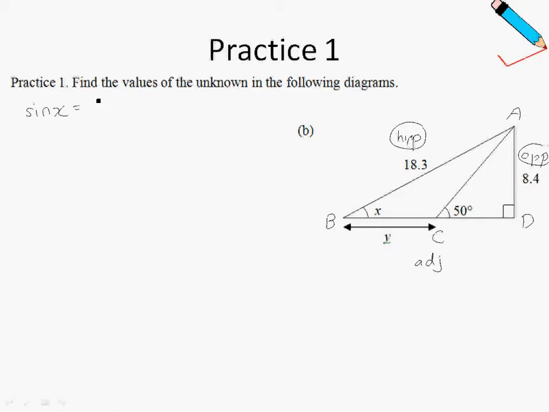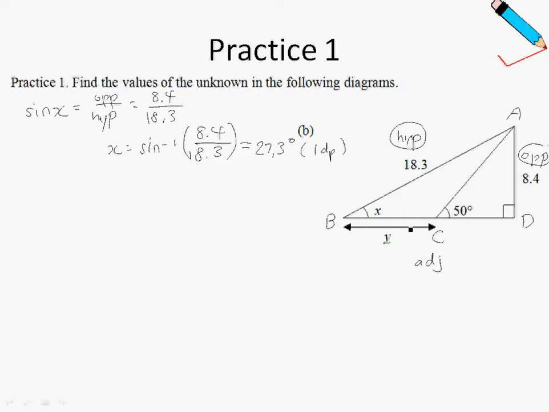So sine of angle x, just to recap, is opposite over hypotenuse. Opposite is just 8.4, hypotenuse is 18.3. So to find x, I will take sine inverse of 8.4 over 18.3. I round this off to 1 decimal place, and I'll get 27.3 degrees.